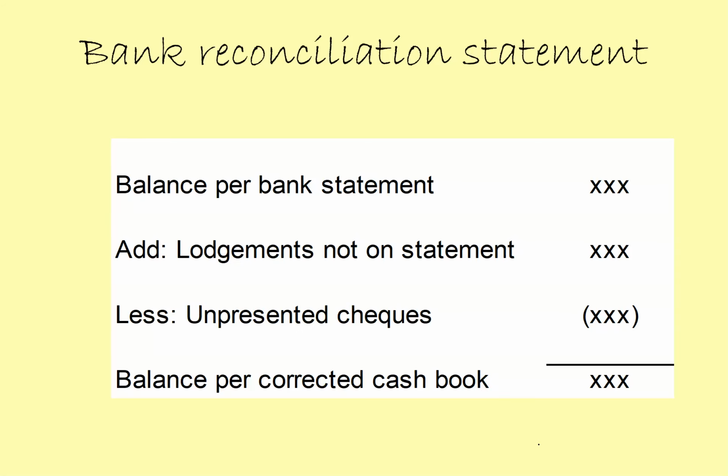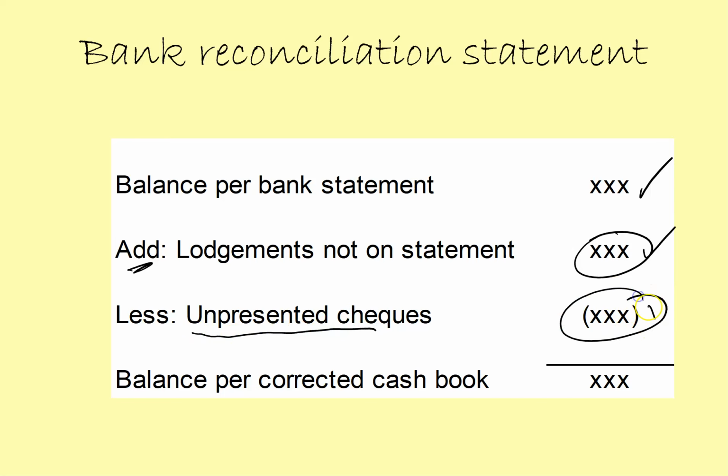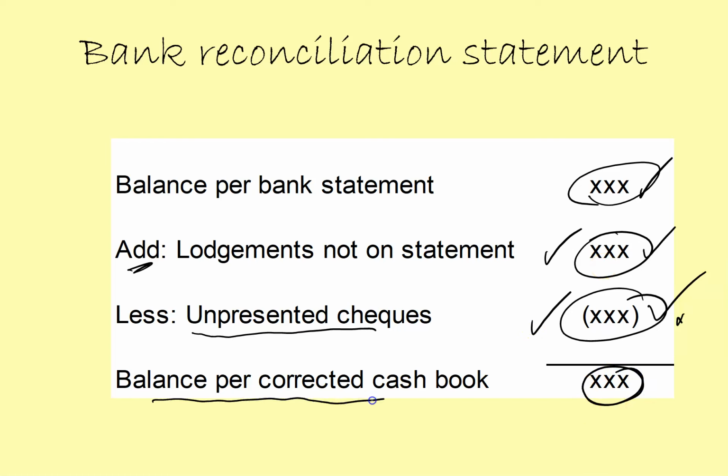So bank reconciliation statement, we'll start off with a balance per the bank statement. We will add in lodgements that we have made, but they haven't appeared in the bank statement. Now, they represent money that is actually in the bank, it just hasn't actually been put on the bank statement yet. And then we take away less unpresented checks. This is money that we've actually spent. We've sent the checks to people, but they haven't put them through the system yet, but this money is actually gone. So we have the balance for the bank statement, plus the lodgements, less the unpresented checks, and what we end up with is a balance as per our corrected cash book.